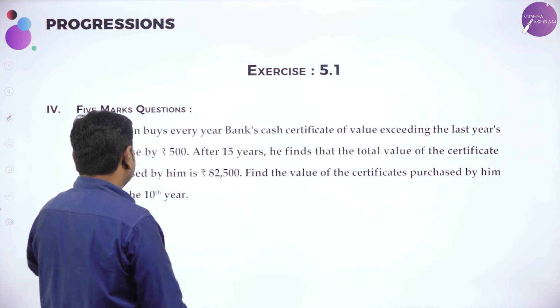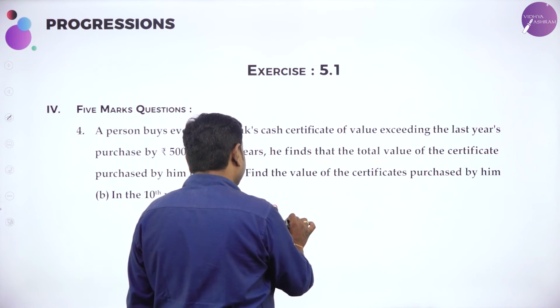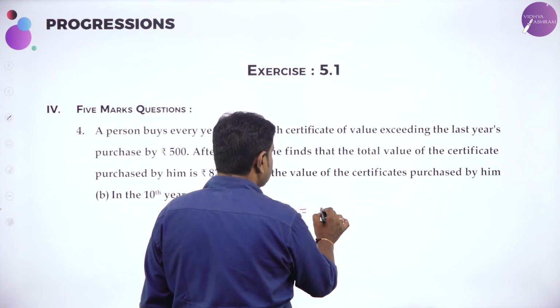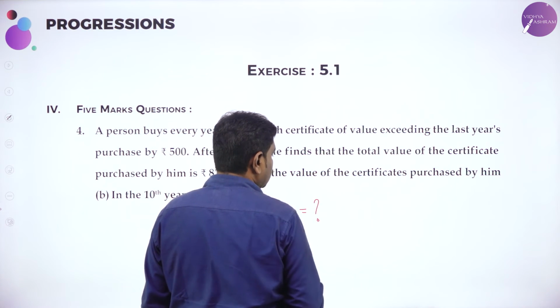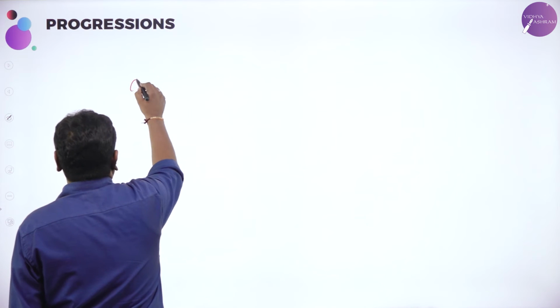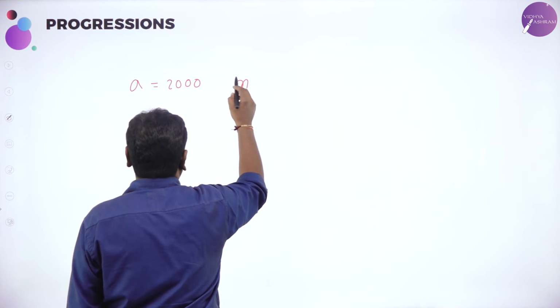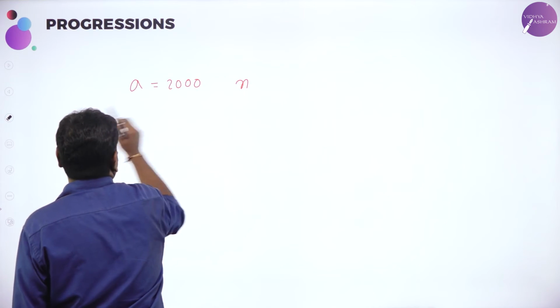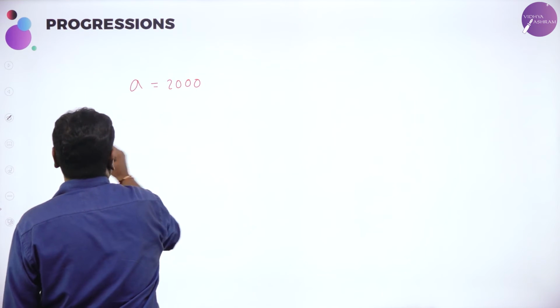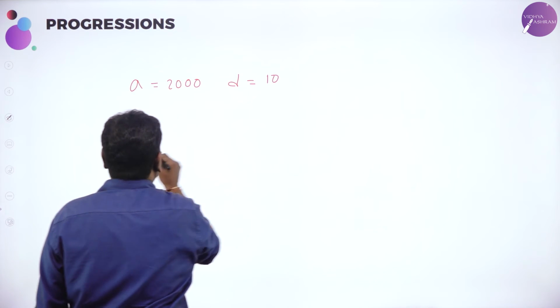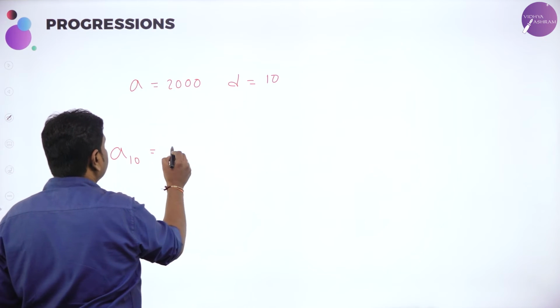Next, in the 10th year. 10th year means what? A10. A10 is, go to the question, AN. A means first year, 2,000 we got. Number of years, common difference is what? 500 rupees. So we know, if you know this, more than enough. 10th year, what is the value? Means A10. What is A10?